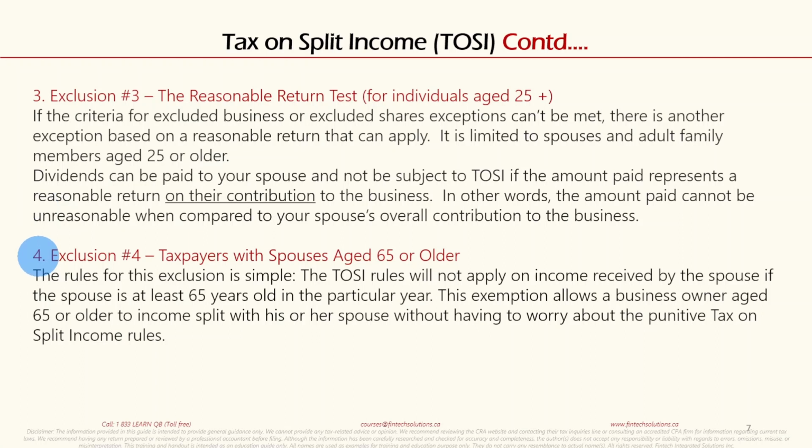Exclusion number four, which is taxpayers with spouses aged 65 or older. The rule for this exclusion is simple. The TOSI rules will not apply on income received by the spouse if the spouse is at least 65 years old in that particular year. This exemption allows a business owner aged 65 or older to income split with his or her spouse without having to worry about the punitive tax on split income rules. So basically, these are the four exclusions as of now.